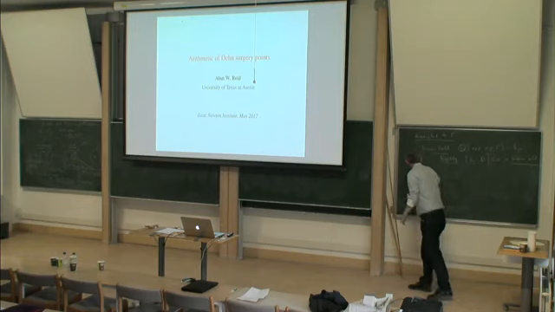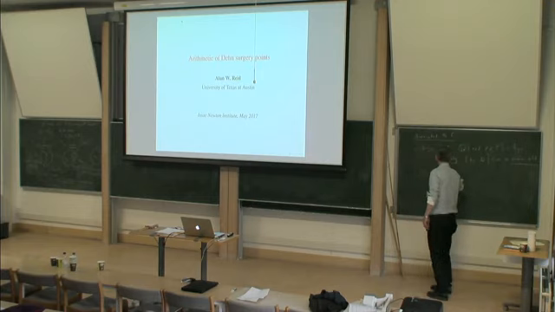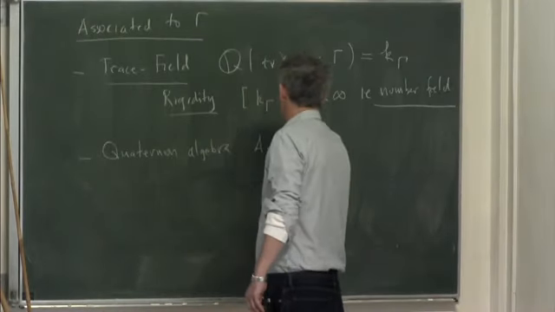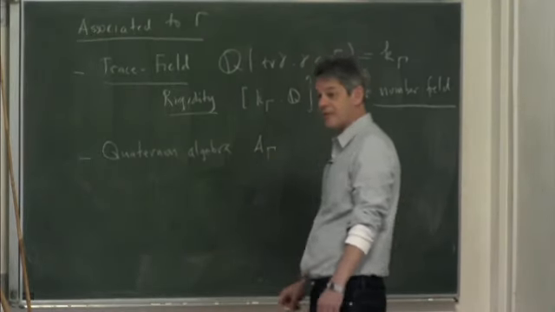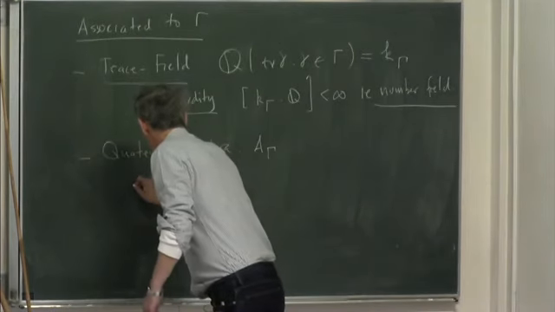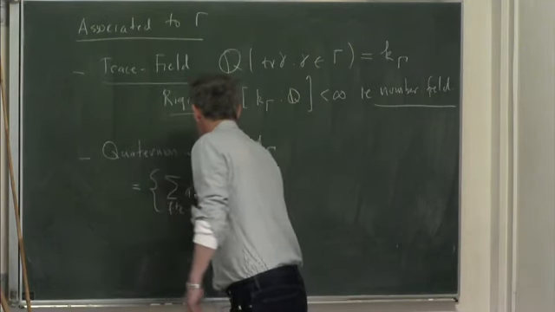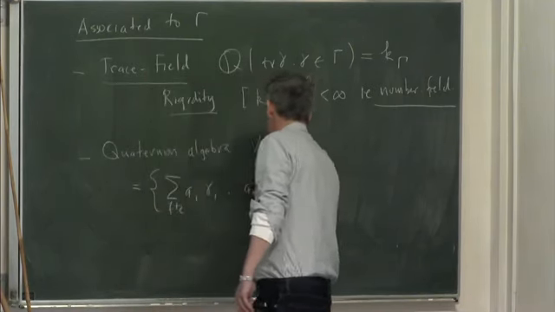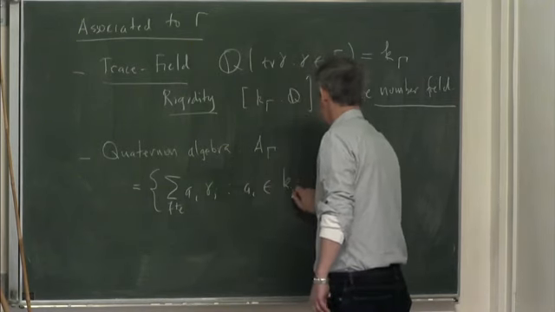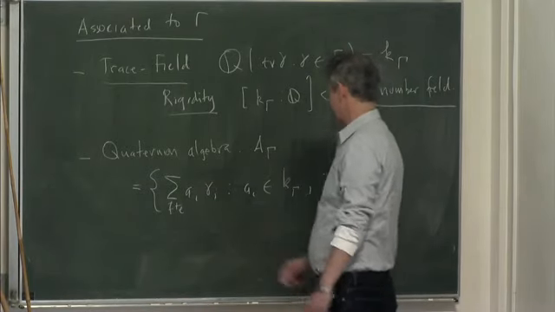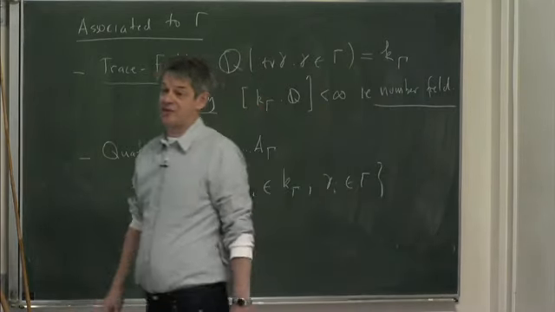Another invariant associated to this is a quaternion algebra, that I'll call A sub gamma. So how is this constructed? It is constructed in the following way. We take all finite sums a_i gamma_i, where a_i belongs to the trace field, and gamma_i belongs to gamma. So as it stands here, this is just some mess.